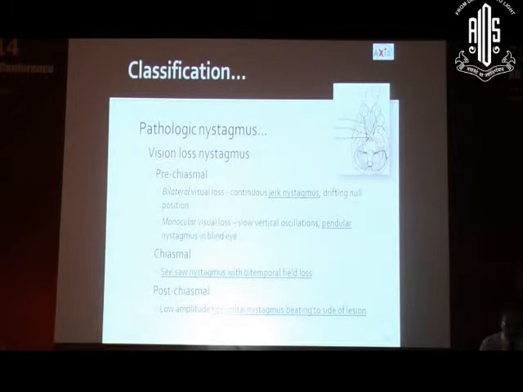Now because of vision loss, again, there could be different kinds of nystagmus. It could be pre-chiasmal, chiasmal, or post-chiasmal. The pre-chiasmal, especially with bilateral vision loss, will end up in a jerk nystagmus. With monocular vision loss, it will end up in a pendular nystagmus in the blind eye. The chiasmal nystagmus is very typical. It is a seesaw nystagmus, usually by bitemporal field loss. And the post-chiasmal nystagmus is a low amplitude horizontal nystagmus beating to the side of the lesion.